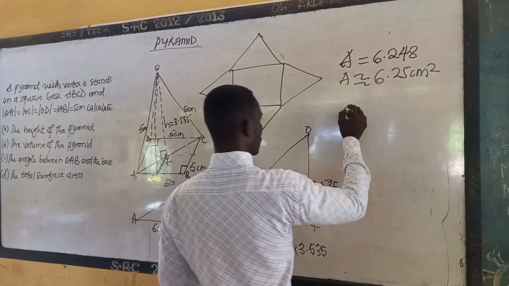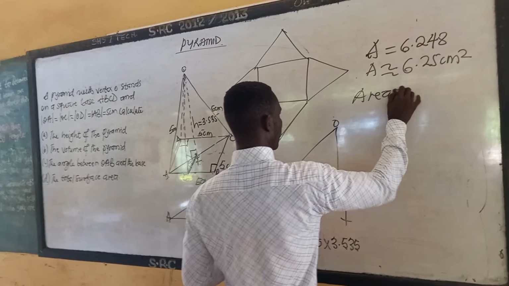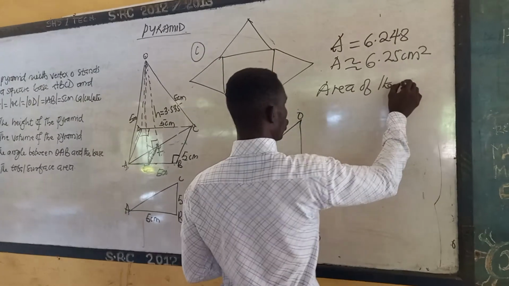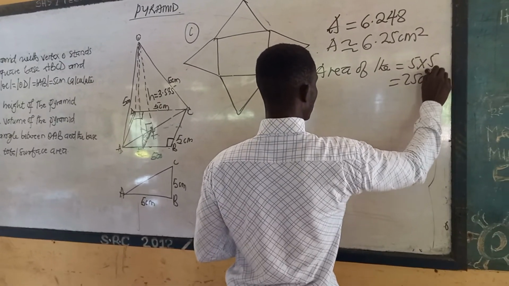What about the area of the square? The area of the square will be equal to 5 times 5, which is 25 centimeters squared.